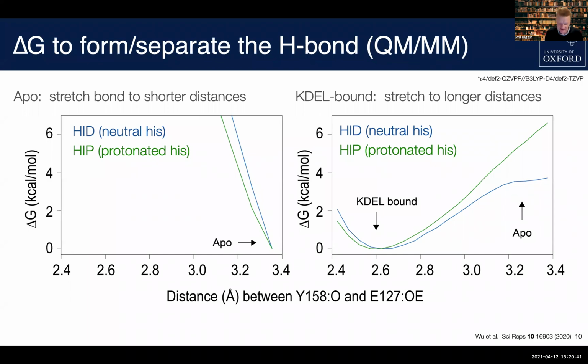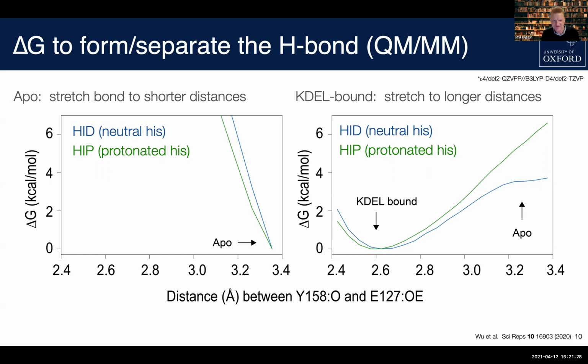In the KDEL bound state, it's the opposite kind of calculation. We start off in the bound state, and this time we try to stretch that bond and plot the free energy as a function of that stretch. Here there's a distinct effect of the protonation of the histidine. When it is protonated, you have this green line, which really makes it want to stay at this small distance. So the protonation of histidine really favors sitting in this well. That maybe looks a little counterintuitive, but it does make consistent sense with all the rest of the data that I've shown you.